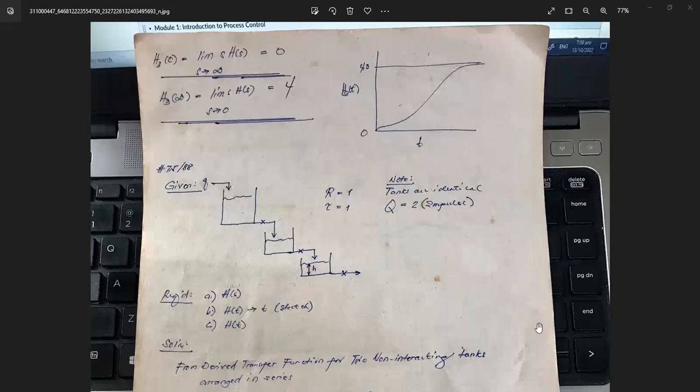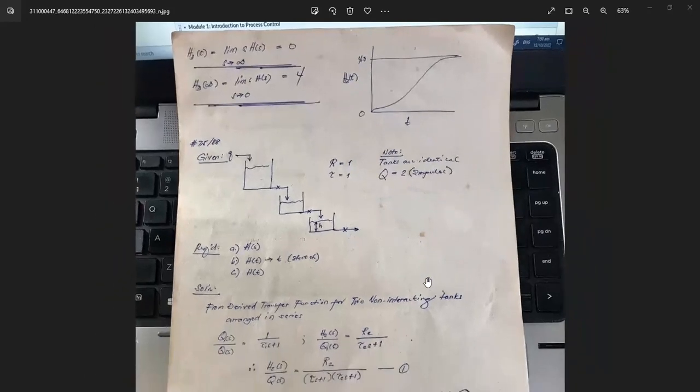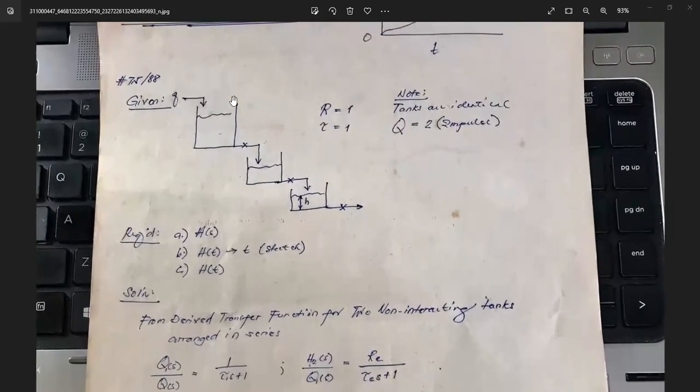Okay, so this is the solution that was shown to you a while ago for problem 7.5. So I have written the given here. We have 3 tanks. This is the R, this is the tau. They are identical. And your Q, the deviation rather of the flow rate to tank 1, not level, is 2, and it's an impulse function. So you see, it's just simply written as 2 because the impulse forcing function has a Laplace transform of 1.